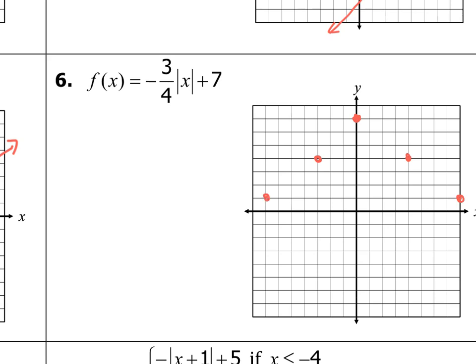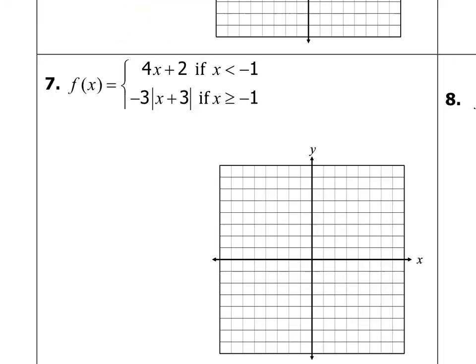Hold on, I counted something wrong. I think where I made the mistake was at this point right here. So let me try this left-hand side again. Down 3 over 4, down 3 over 4, and there we go. 1, 2, 3, 1, 2, 3, 4, right there. Again, made another mistake. Sorry about that. So let's connect our dots. And there we go. All right.